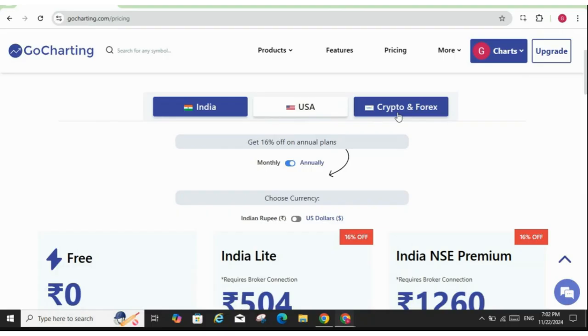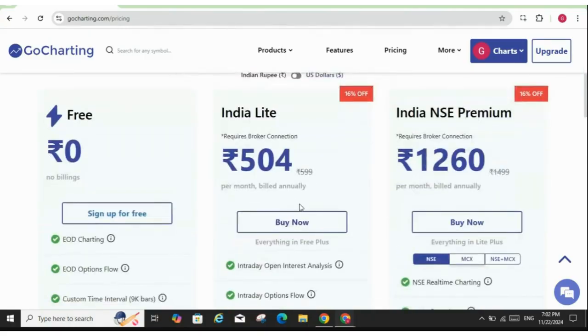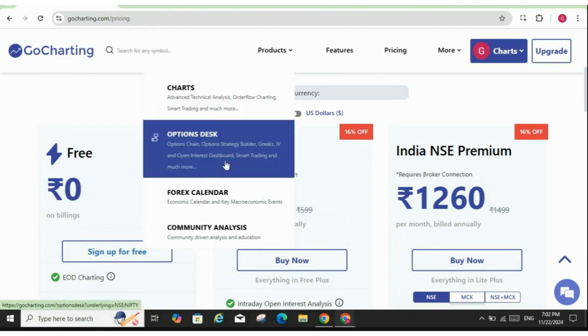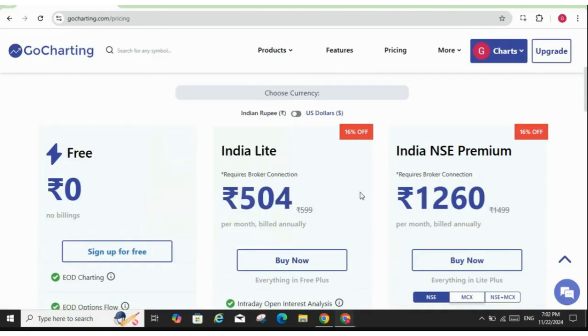So for the Indian market, we have three plans. One is India Lite. This plan is basically for live open interest, and you will not get the live chart here, but you will get the live open interest. I have just shown you we have two products, options desk and charts. Some features of options desk can be used with this plan. I will explain it in a little bit.